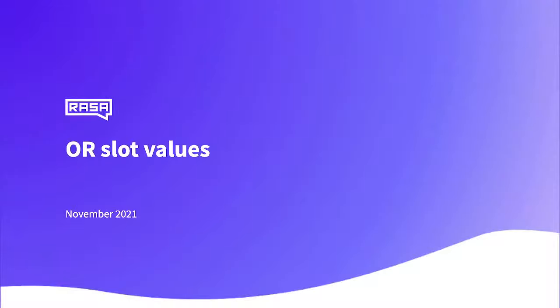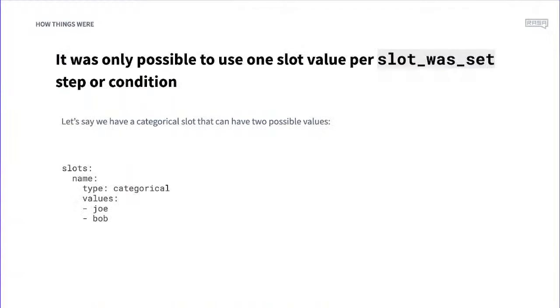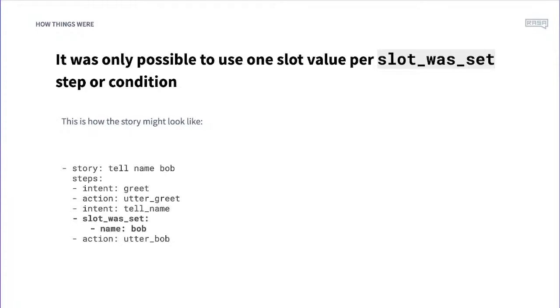I'm going to be talking about a small but useful feature we call OR slot values. Let's first talk about the problem and how things worked before Rasa 3.0. It was only possible to use one slot value per slot was set step or condition. Let's say we have a categorical slot that can have two possible values. In this case, that's a slot called name, which can have values Joe and Bob.